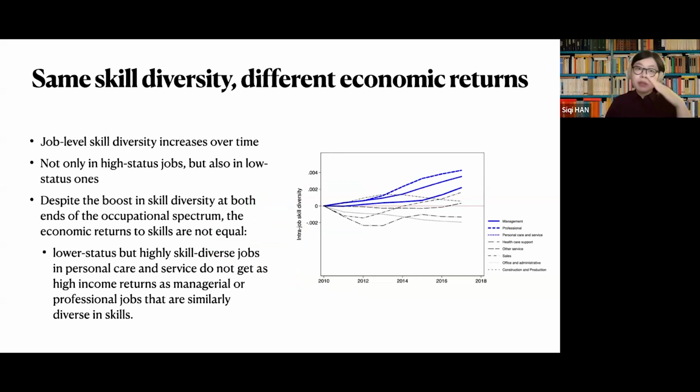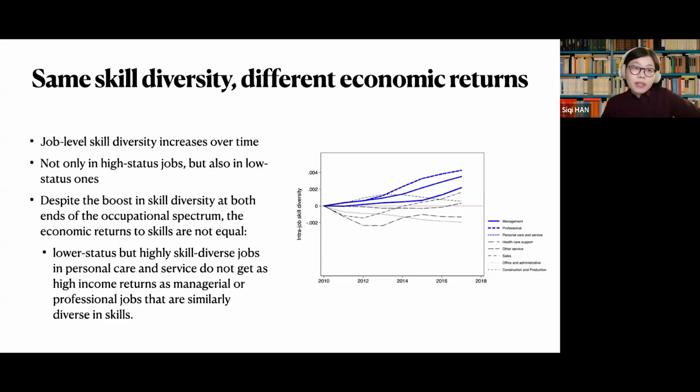So it's not uniformly increasing, despite we are in a very tech-driven world now. There are three typical occupations, sectors that we see larger speed of increasing in their skill diversity. One is management, second is professional, and lastly is the personal care and service. So the unexpected one is the personal care and service.